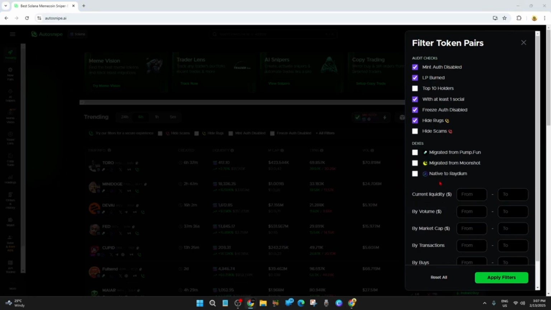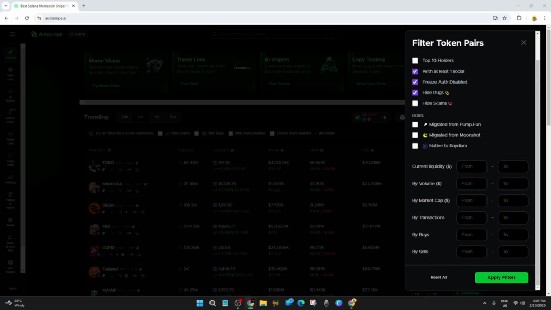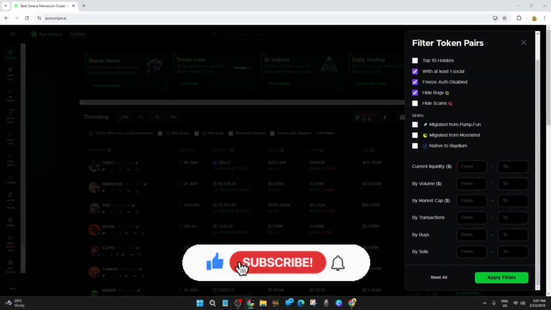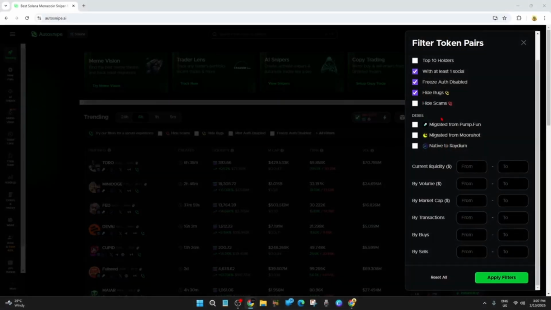And now the next one here is customize trading parameters. You can tweak your settings based on your personal trading strategy here. With your volume and market cap, you can set thresholds that align with your risk tolerance and investment goals. Your buys and sells transactions adjust to match your desired trade frequency. And then you've got your current liquidity, which ensures the tokens you trade have sufficient liquidity to prevent slippage. By optimizing these settings, you enhance your Autosnipe AI trading efficiency while minimizing the risks.